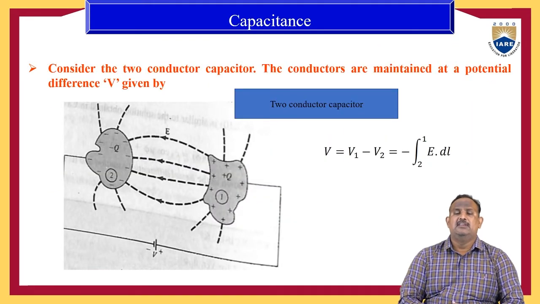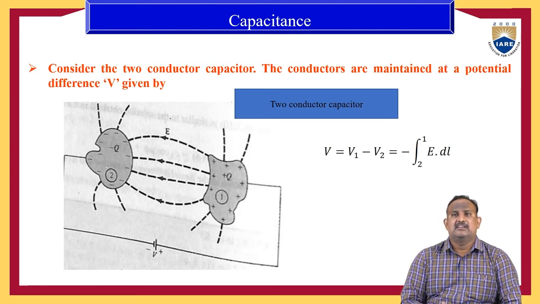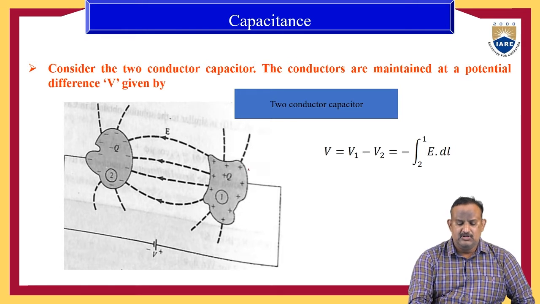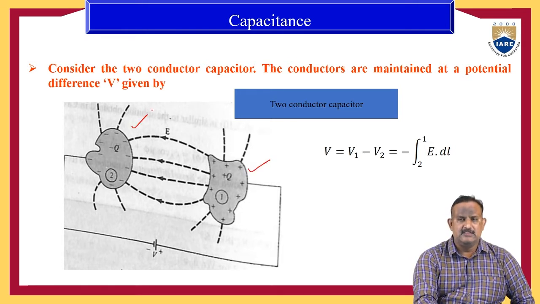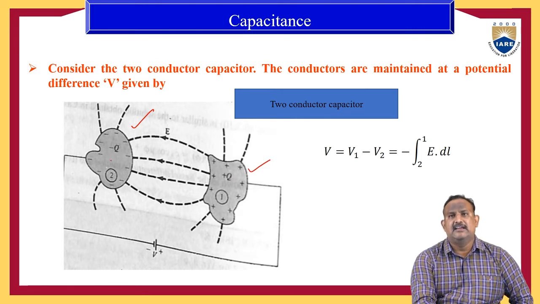Now we'll discuss the capacitance. Consider a two-conductor capacitor. The conductors are maintained at a potential difference V between the two conductors. Let us assume the first conductor has a positive charge and the second conductor has a negative charge.